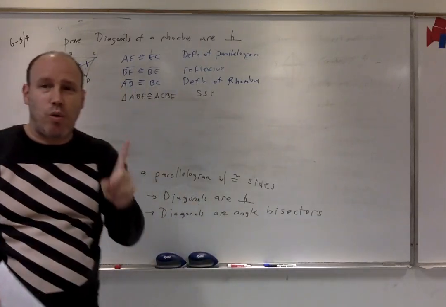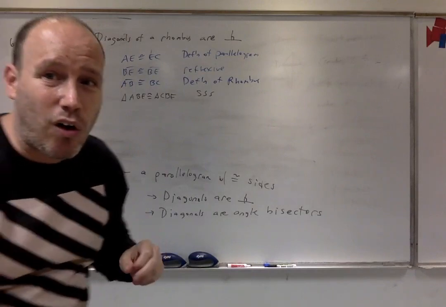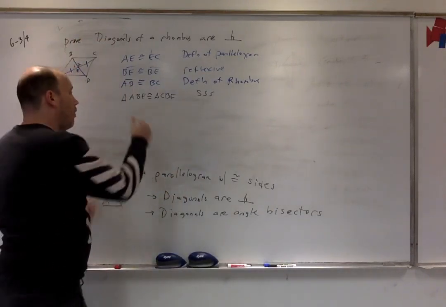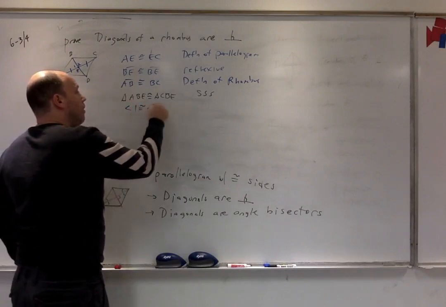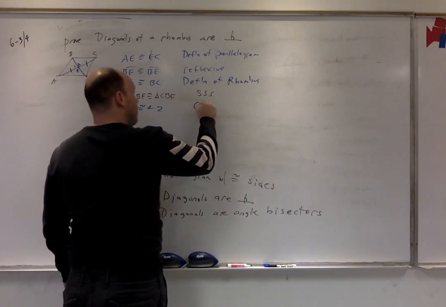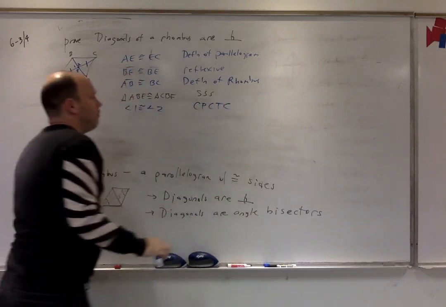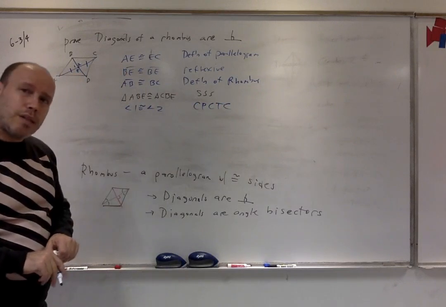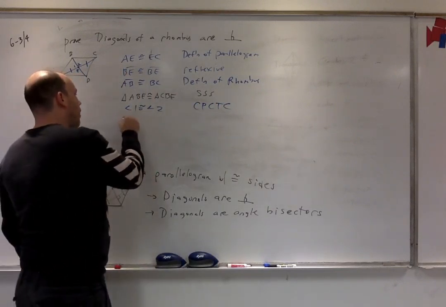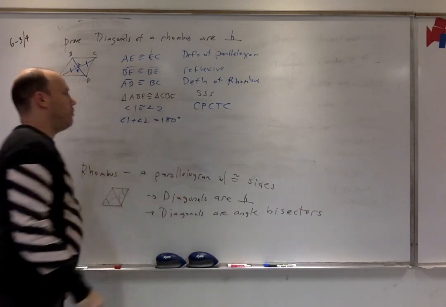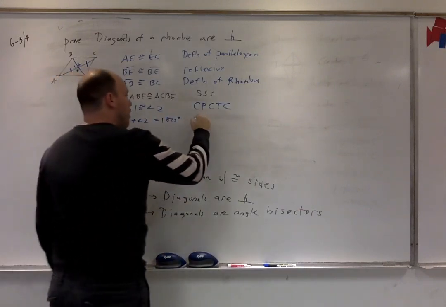I want angle 1 and angle 2. I want to see if I can prove those are right angles to show that it's perpendicular. I don't have that yet, but I do know that they are congruent. Why are they congruent? Very good. C. But they also have another relationship. What's the next relationship? Angle 1 plus angle 2 equals 180. Right? Linear pair.